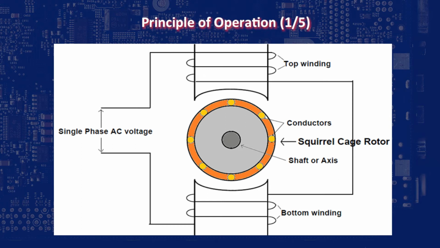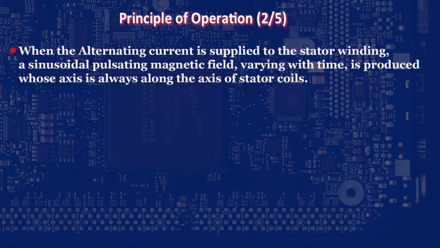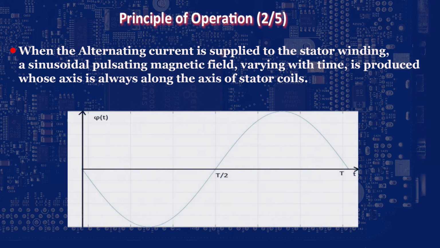We are now going to start with the principle of operation. It shows the single phase AC voltage which is supplied to the stator windings. There is a squirrel cage rotor mounted on a shaft, and this rotor contains the conductors. When alternating current is supplied to the stator winding, a sinusoidal pulsating magnetic field varying with time is produced, whose axis is always along the axis of the stator coil. So, the figure shows the sinusoidal wave of the flux produced when an alternating current is supplied to the stator winding.